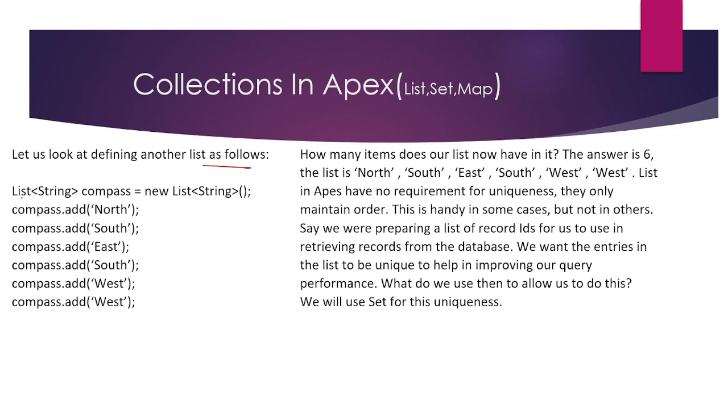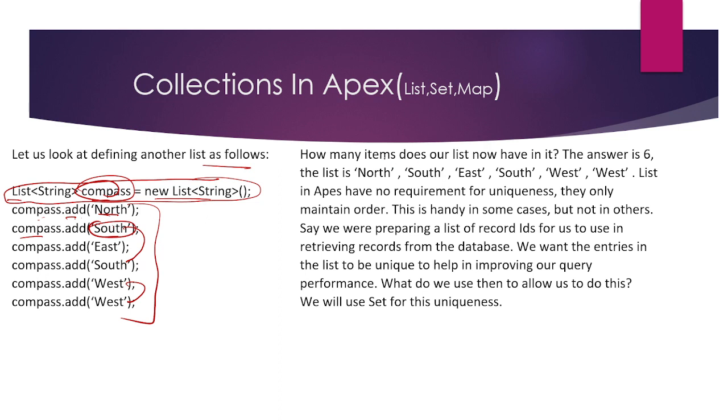Now let us look at another list. A list of string compass = new list of string. First of all, we define our list. Now we want to add the values, so we use the add method: compass.add north, compass.add, like that. We store the values; here north is two times, west is two times, south is two times. The list stores these values because a list does not require uniqueness. It only considers the sequence, 0, 1, 2, 3, 4. It does not consider uniqueness.